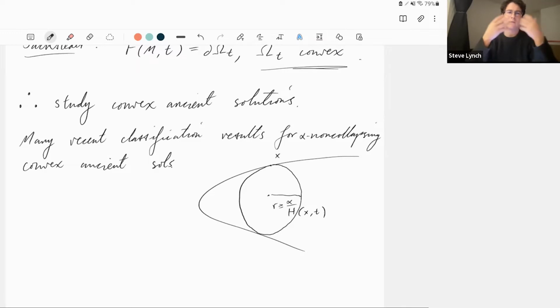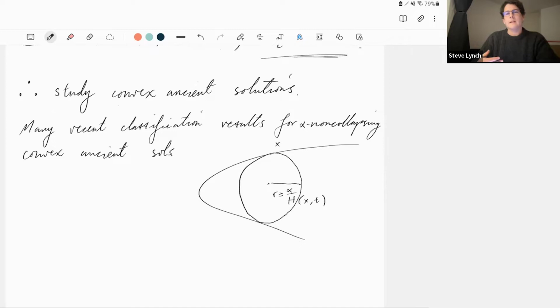And the reason that many of these classification results make use of this condition is because solutions satisfying this have very good compactness properties. In particular, you have the global convergence theorem of Haslhofer-Kleiner, which lets you take essentially arbitrary limits of solutions satisfying this condition, and is really useful for probing the shape at time minus infinity or out at space infinity, and for getting a grip on the geometry of these things.